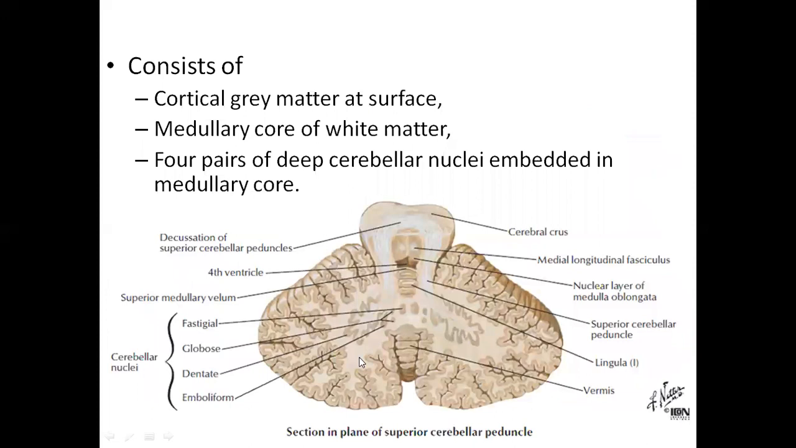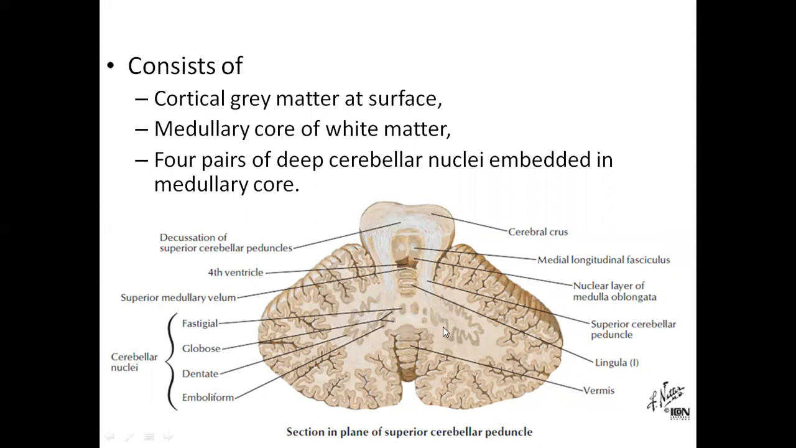Now, when you see the cut section of the cerebellum, it has gray matter outside and white matter inside. The gray matter is so much folded. This outer area is called the cortex, and the inner area is the medulla. Inside the white matter, we have collections of gray matter which are called cerebellar nuclei. There are four pairs of deep cerebellar nuclei embedded in the white matter.